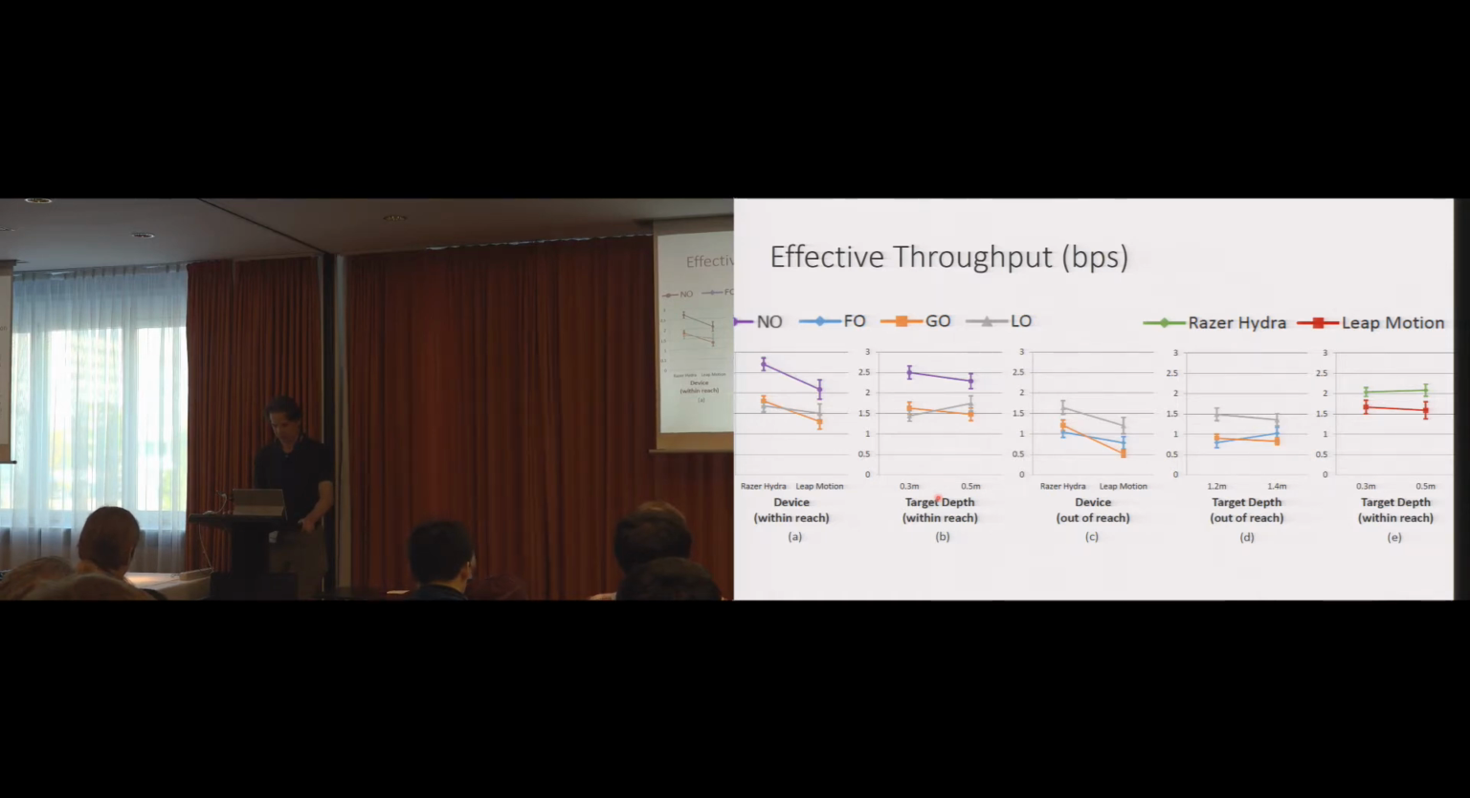In B, the interaction between offset and depth was again significant. At the shorter distance, go-go provided higher throughput than the linear offset, but that sort of reversed. At the 0.5 meter distance, the linear offset was higher throughput than the go-go. So things sort of swapped around a little bit.